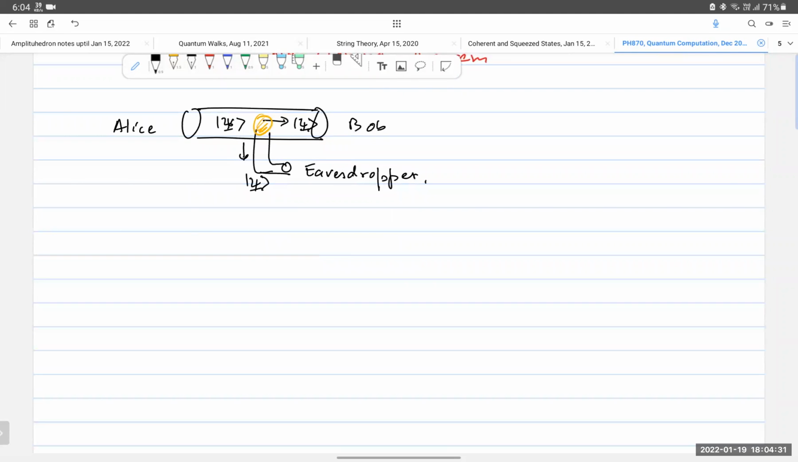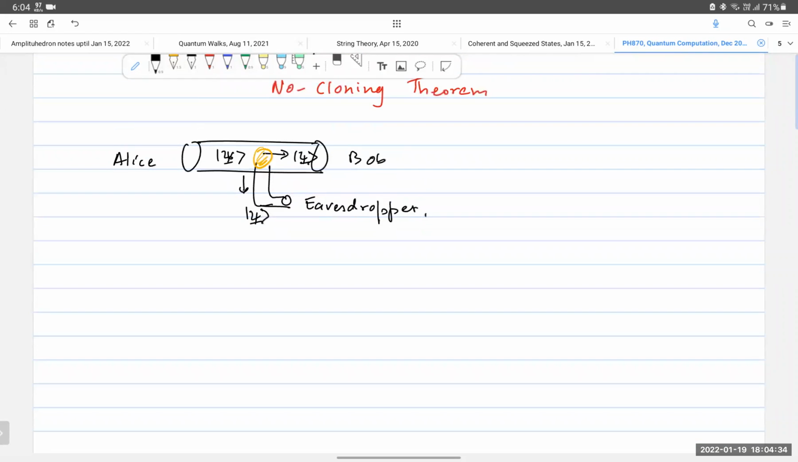It is impossible to make a copy of an unknown quantum state. Because to begin with, the eavesdropper does not know what this state is. So for the eavesdropper, this is an unknown quantum state. If the eavesdropper tries to make a copy, this state will also get altered. And so Bob, assuming that there is some other channel through which some verification or auxiliary information can be sent, will be able to compare the state that he receives from Alice with that auxiliary information and come to the conclusion that something has been tampered with.